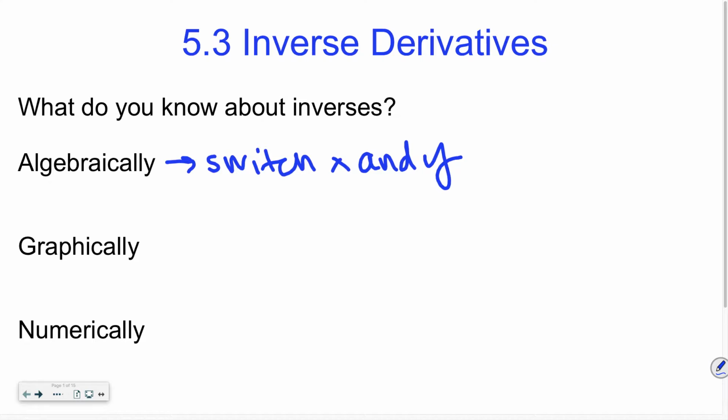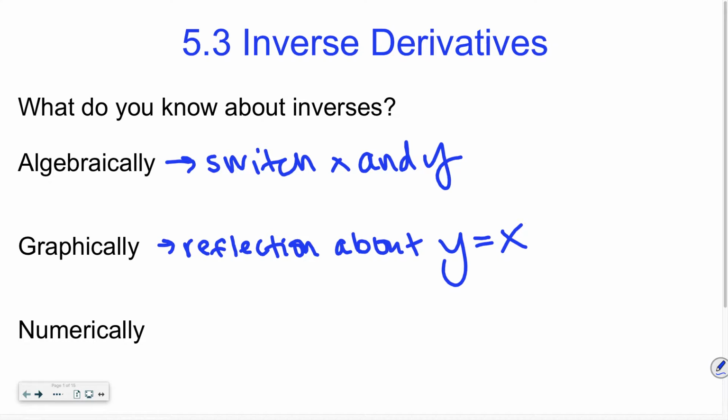Okay. Maddie, give me something else that Pod 1 talked about. Isn't it a reflection of the graph? Yes. Graphically, we have a reflection about the line y equals x. And then numerically, the best way to describe it is we switch x and y.